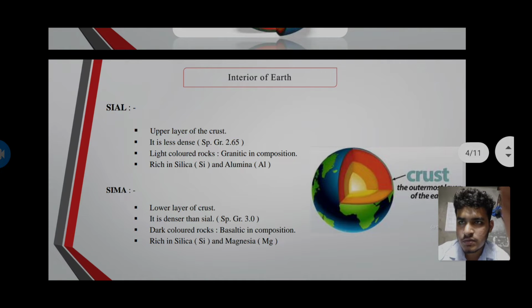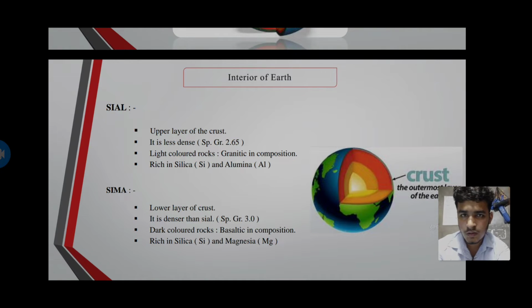The interior of the earth. First is the SIAL. The upper layer of the crust, its specific gravity is 2.65. Light colored rocks, granitic in composition, rich in silica and aluminum. The chemical composition is Si and Al.